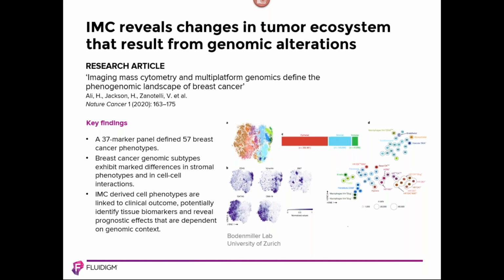In this paper from Bernd Bodenmiller's lab at the University of Zurich, a 37-marker IMC panel was used to define 57 breast cancer phenotypes. Breast cancer genomic subtypes were also found to exhibit marked differences in stromal phenotypes as well as cell-to-cell interaction. IMC-derived cell phenotypes were linked to clinical outcome, potentially identify tissue biomarkers, and reveal prognostic effects that are dependent on genomic context.